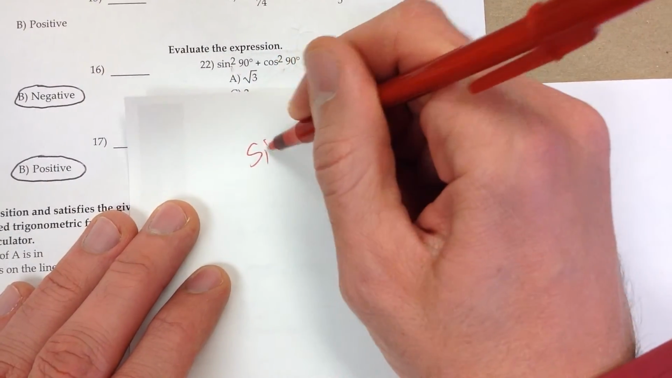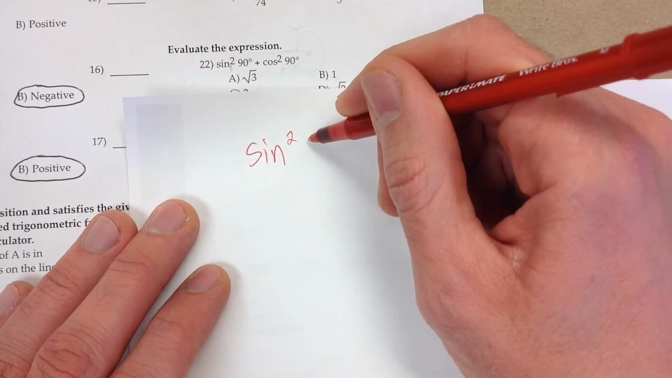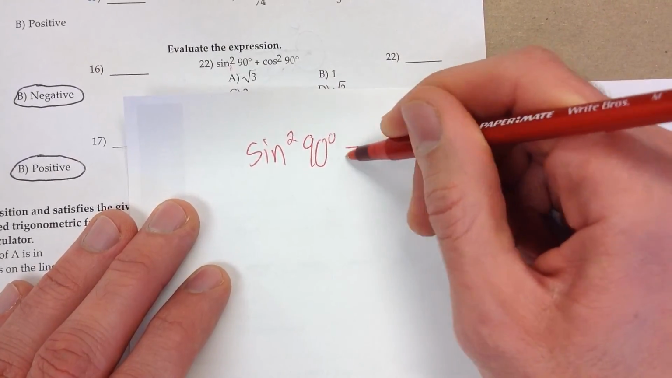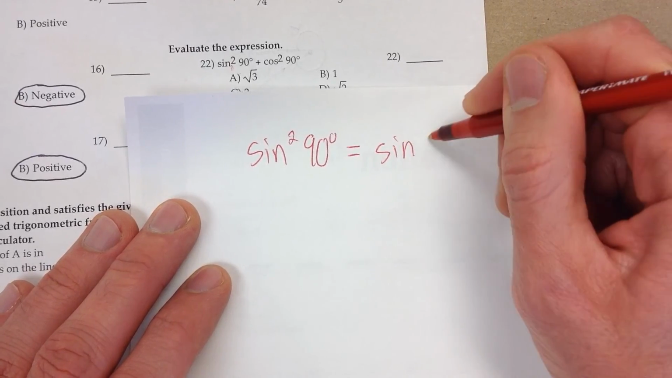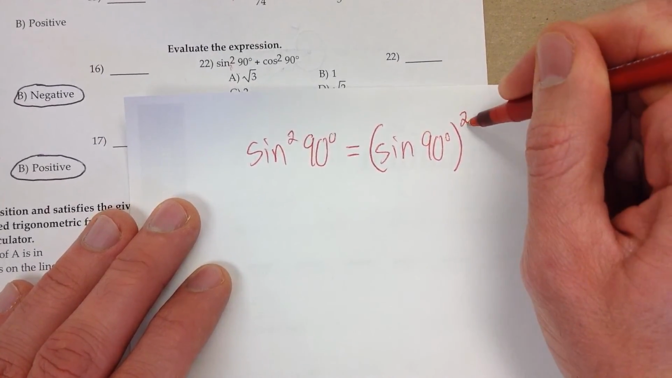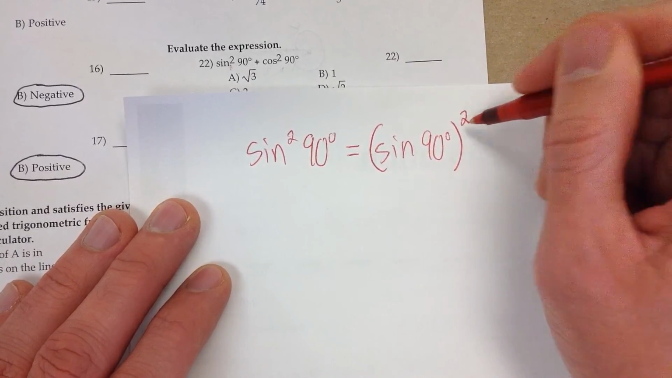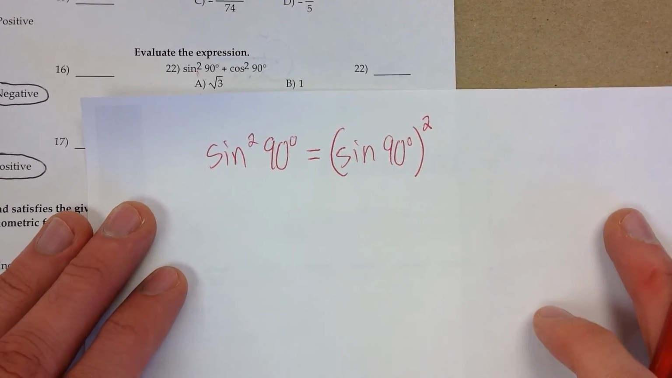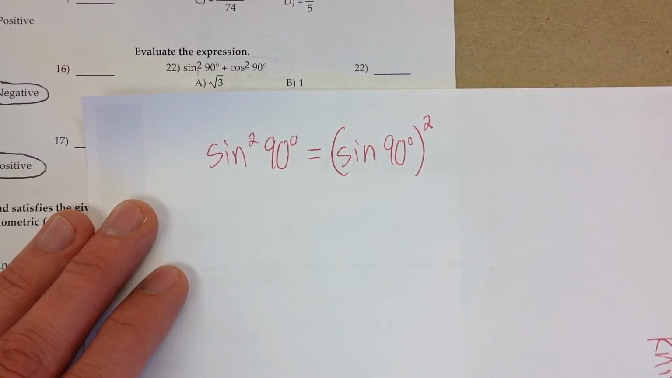So, I'm telling you that sine squared of 90 degrees means the sine of 90 degrees, that quantity, squared. So please know that. That's the notation that we'll use when we're squaring trig functions.